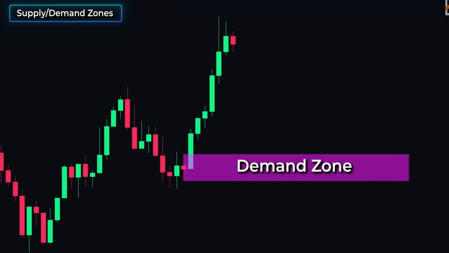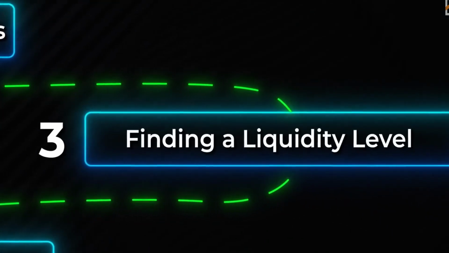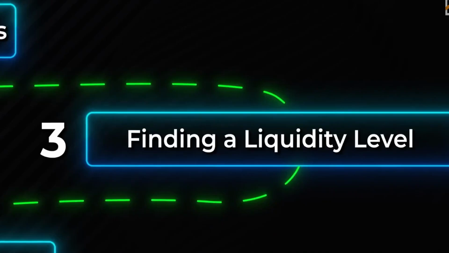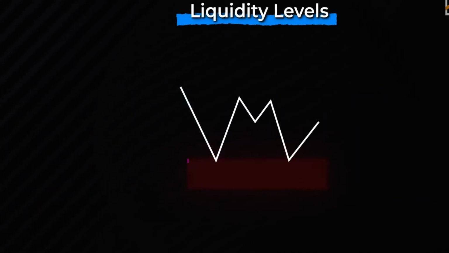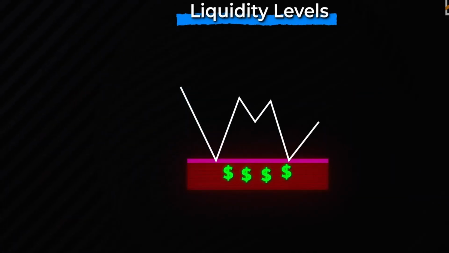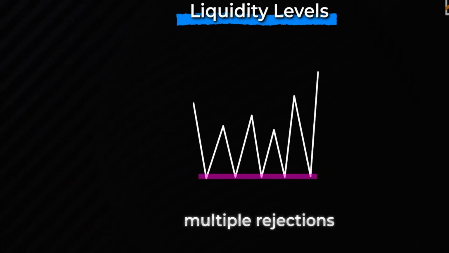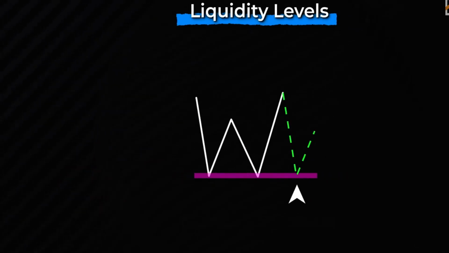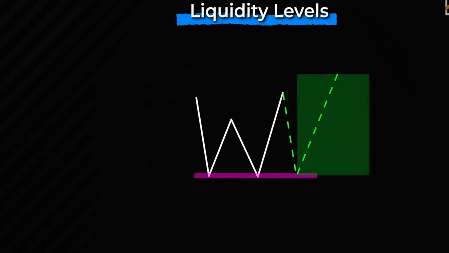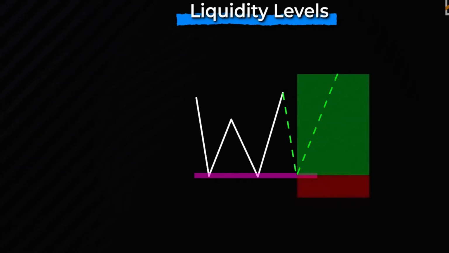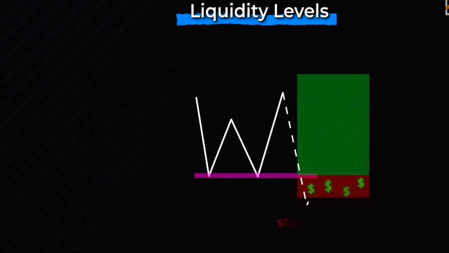Now that we've identified a demand zone, we move on to step 3, which is finding a liquidity level. And this is the most important step in the entire strategy. To put it simply, liquidity levels are areas where a lot of stop-loss orders are placed. Examples of liquidity levels are double bottoms, triple bottoms, or even multiple rejections from the same level. The point is, when a level looks too obvious for a bounce, a lot of traders enter long positions there and usually place their stop losses just below it. This causes a buildup of liquidity under that level, which becomes a target for stop hunts.